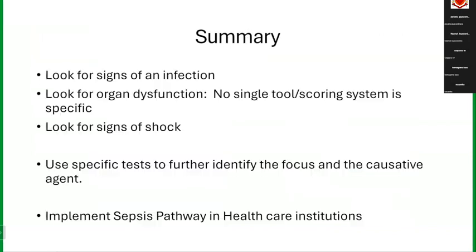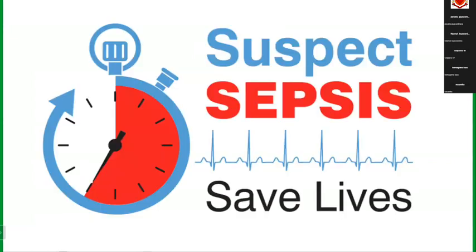To summarize, in early recognition of sepsis, you have to look for signs of an infection and then look whether there's an organ dysfunction. For that, use multiple scoring systems, not a single tool. Then look for signs of shock. Then you confirm your suspicion whether it's sepsis or septic shock and institute your management early. Then, of course, use specific tests like cultures to identify the focus and the pathogen, and implement a sepsis pathway in healthcare institutions. Like this, you can recognize sepsis early. So suspect sepsis and save lives. Thank you.